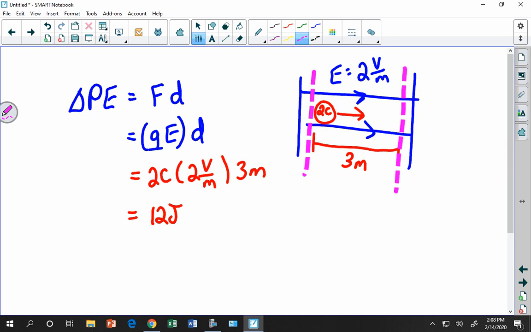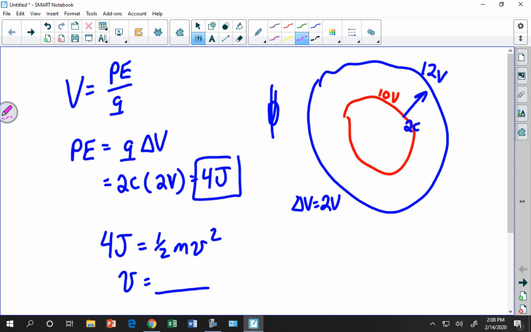Let me step back, and I'm going to review both of those, because they're very, very similar. Imagine here, if I were to draw my field lines, they would look like that. And so I have a particle that's moving from here to here across a potential difference of 2 volts. And I got the 2 volts, 12 minus 10 is 2 volts.